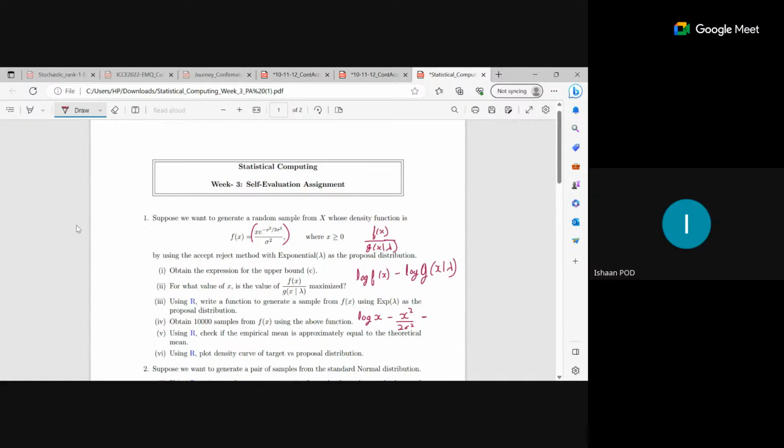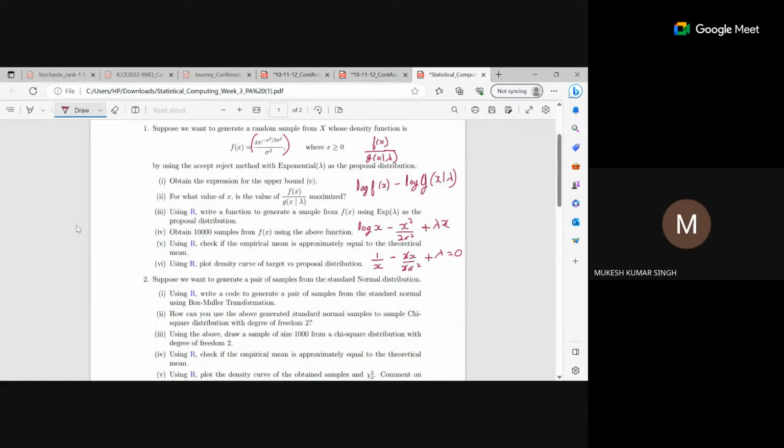Now take the derivative. This log x becomes 1 by x, and the upper becomes 2x by 2 sigma squared. Remove the 2, then it becomes x divided by sigma squared, correct? Then you got this lambda x. When you set the value to 0 and solve the equation, this x multiplies with this x, and it joins with your lambda, so it becomes a quadratic equation. Just try. I just arrived at the same expression. This is solvable. Yeah, it can be solved.